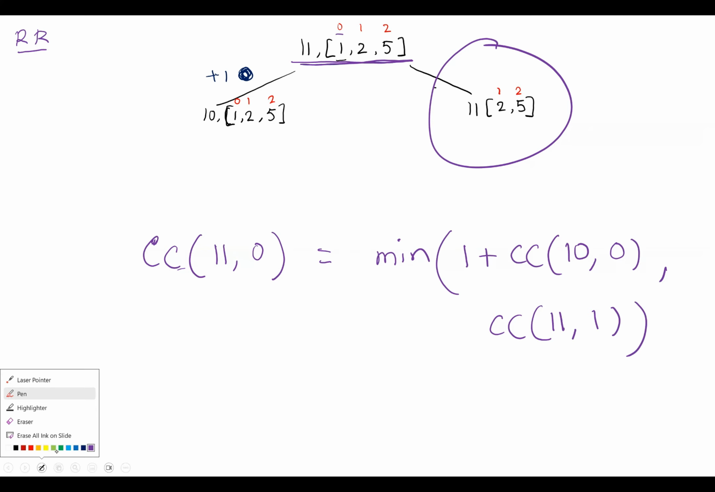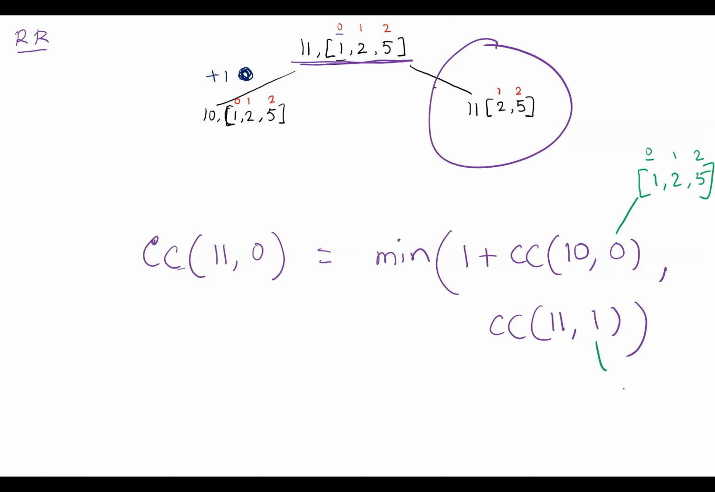Just for ease of understanding, this one says that I still can use coins 1, 2, 5. This is index 0, this is index 1, this is index 2, right? And this one says I still can use coins starting from index 1. Is it clear to you now that we are able to create a recurrence relation, right? So let's draw a decision tree.